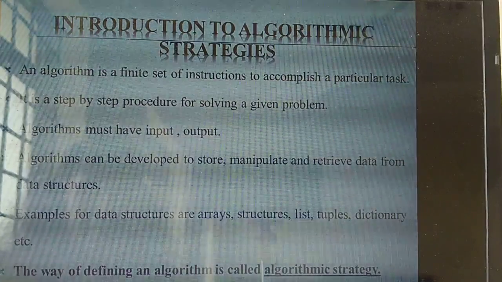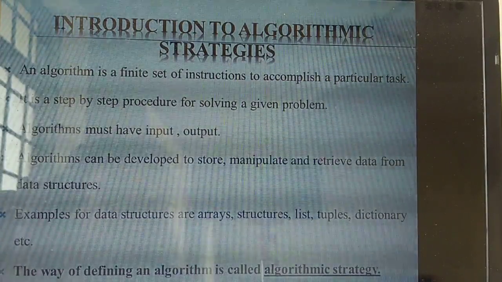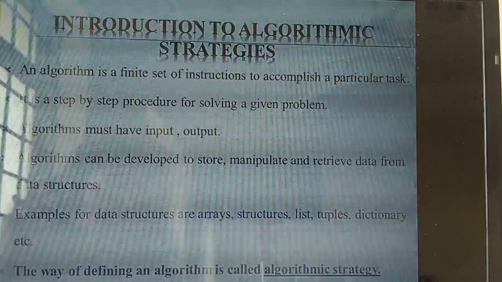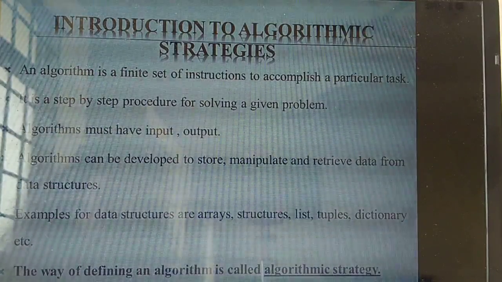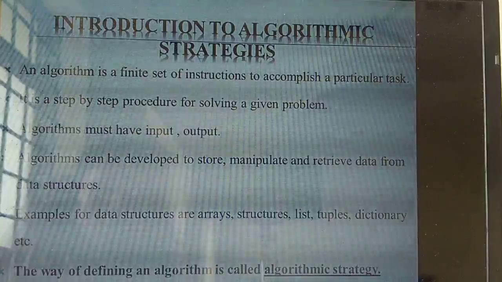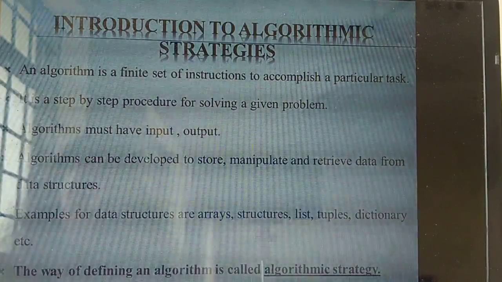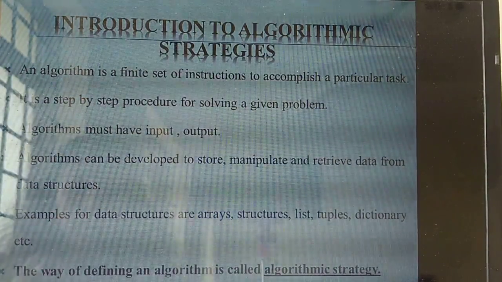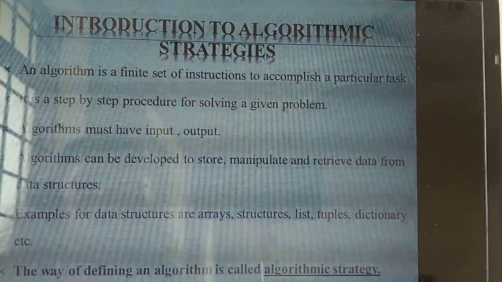So an algorithm must have input and output. Programs also have input as well as output. What is the input in a program? You are typing the program, and after typing the program you will get the proper output. So an algorithm must also have input as well as output. Understand?